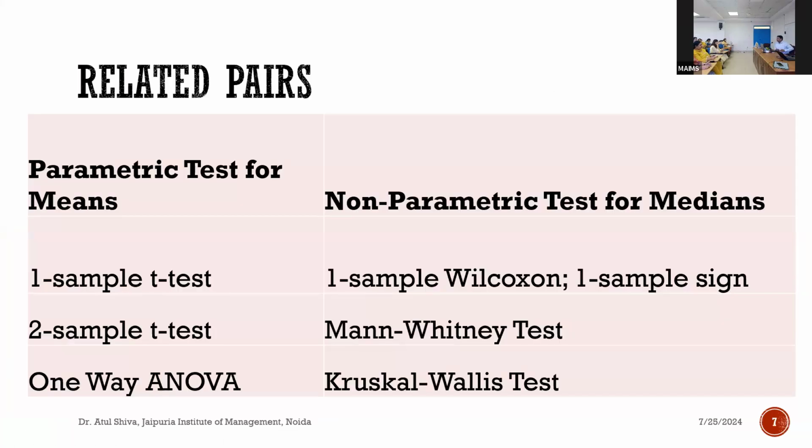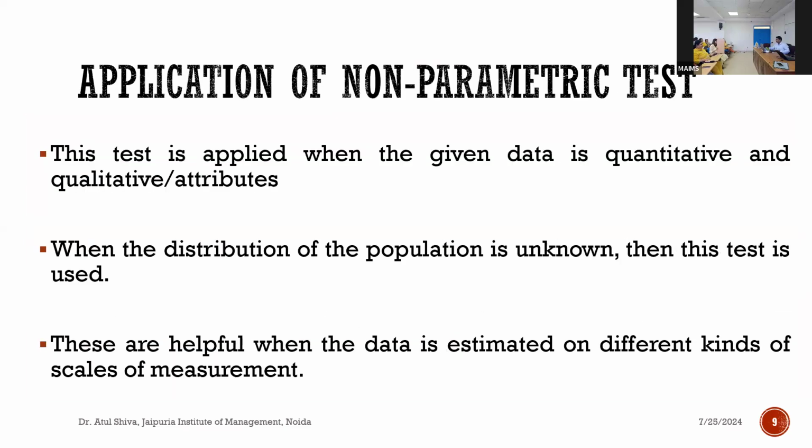Okay, so after this break we are going to shift to one sample, two sample, one way ANOVA, two way ANOVA. These kinds of parametric tests we are going to apply. We will see the behavior of the data and then we can apply the results. But if the parametric tests are not applicable, we have to move to Wilcoxon, Mann-Whitney, Kruskal-Wallis. Mann-Whitney is U, Kruskal-Wallis is H. Right? So these are the related pairs which we are going to see.